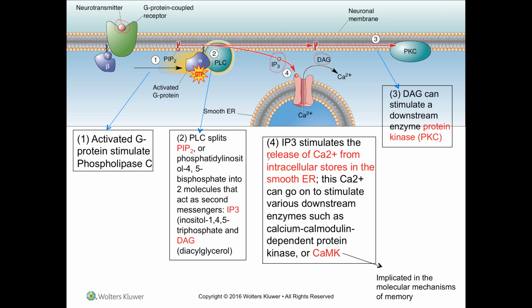IP3 is able to stimulate the release of calcium from intracellular smooth ER stores. That released calcium can then go on to stimulate various downstream enzymes, including calcium calmodulin-dependent protein kinase, or CAMK. Now, this has the ability to actually go and affect other enzymes down the stream. This is implicated in molecular mechanisms of memory and learning, which you'll definitely talk about more in detail in Psych 376. Diacylglycerol, from again this conversion of PIP2 through phospholipase C, can stimulate downstream enzymes such as protein kinase C, which can then phosphorylate different proteins down the way.